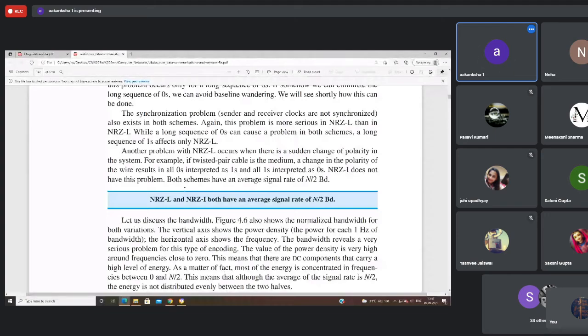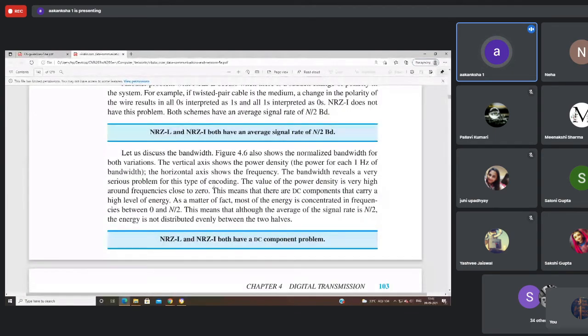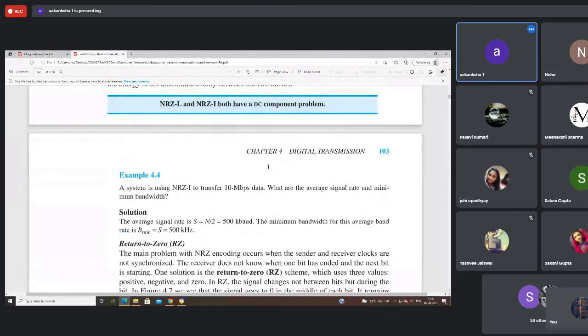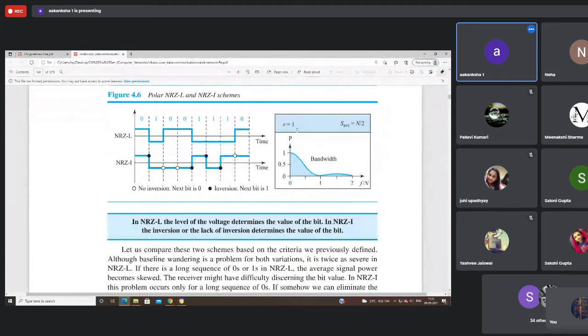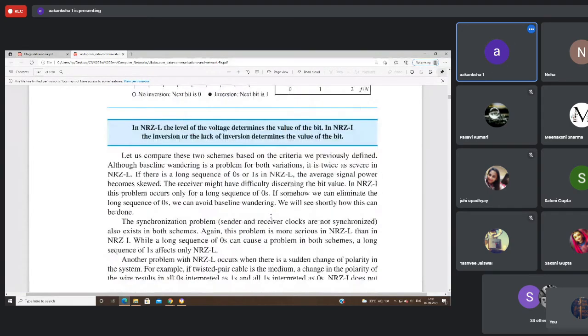Next, let us discuss the bandwidth also. Here we see this bandwidth. Here we have more power concentration, here we have less power concentration, and the total bandwidth of the signal is only focusing on the left half. More of the bandwidth is in the left half, not in the right half. So the total bandwidth of the signal is not divided proportionately or evenly. This is not a balanced bandwidth spectrum.